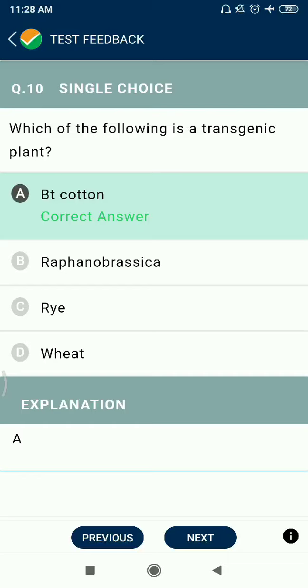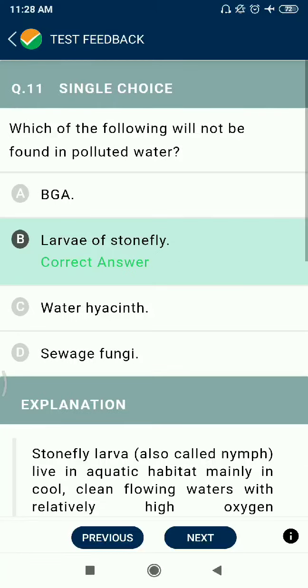Question number 10. Which of the following is a transgenic plant? BT cotton. Question number 11. Which of the following will not be found in polluted water? Larvae of a stone fly.